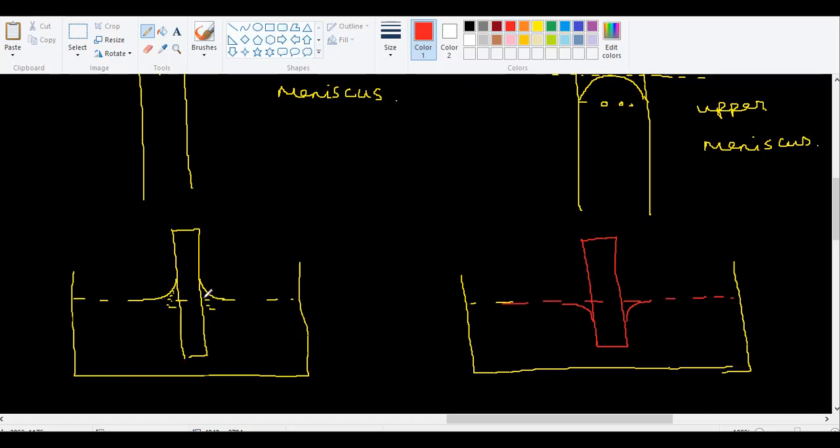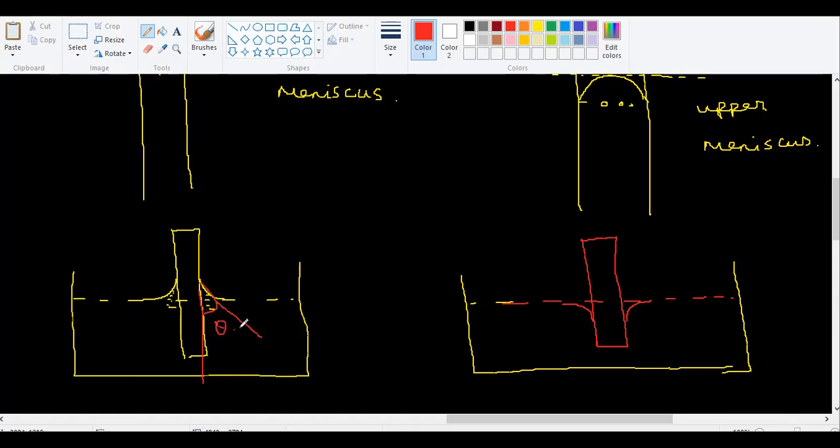Okay, why? It's the same reason. Here, the water likes to stick to the glass. Here, the mercury does not like to stick to the glass. It will form a shape like this. Okay. Here, if you try to take the angle of contact, I told you this should be the line. And this is a tangent over here. And this is your angle of contact.